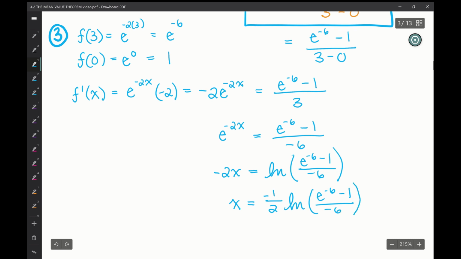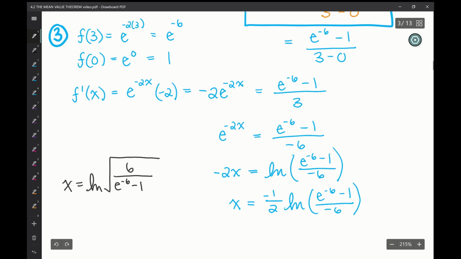Applying some properties of logarithms, we get that x is equal to the natural log of the square root, and I'm actually going to write this over here where I have a little more room. So x is equal to the natural log of the square root of, so that's the 1/2 part of it, then I have to find the reciprocal since it's negative, so that's 6 over e to the negative 6 minus 1.